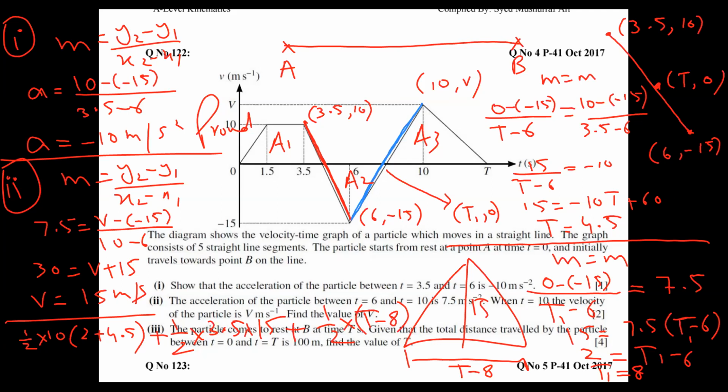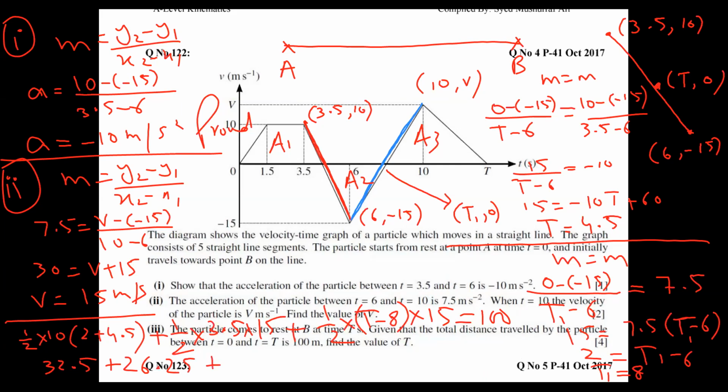So I have to erase my diagram. So into 15 is equal to 100. Why 100? Because the total area is 100. So I'm calculating all of them one by one. Half into 10 into 6.5, so I'm getting here 32.5. Okay, the second one, half into 3.5 into 15, and I'm getting this answer, 26.25.